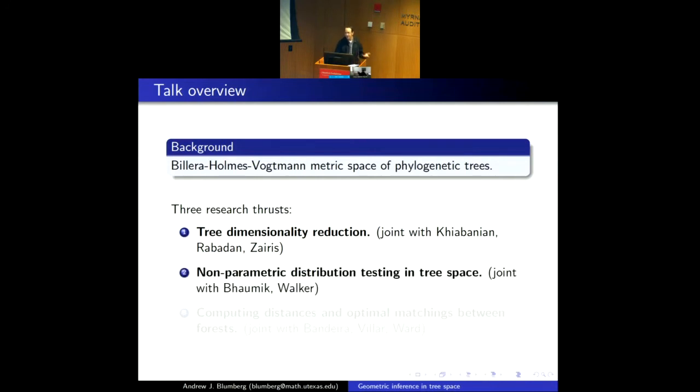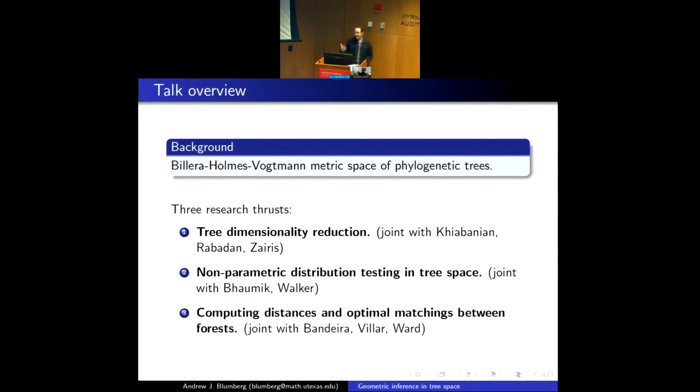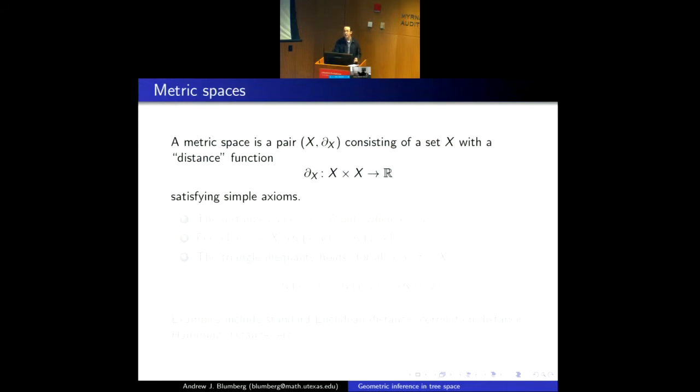Another kind of thing I want to tell you about, which is joint work with Blumberg and Walker, is non-parametric distribution testing in tree space, just to tell if two clouds of samples you get come from the same underlying distribution or not, which again is interesting because this is a non-Euclidean space. And the last little bit is to tell you about computing distances, actually trying to compute some of these distances and optimal matching between forests, so between clouds of trees. And so let me go on now and tell you a little bit about the background to get started.